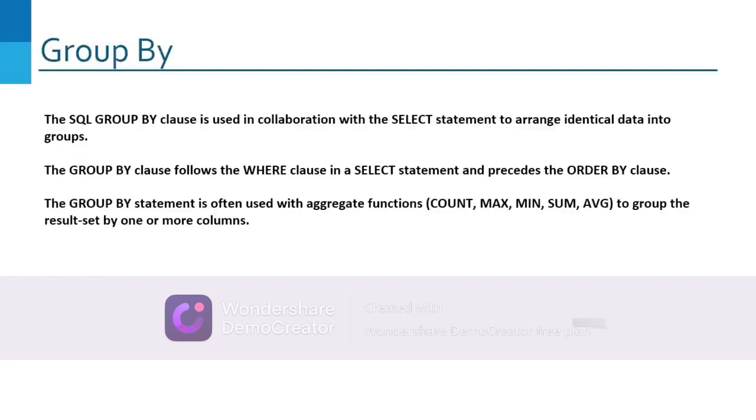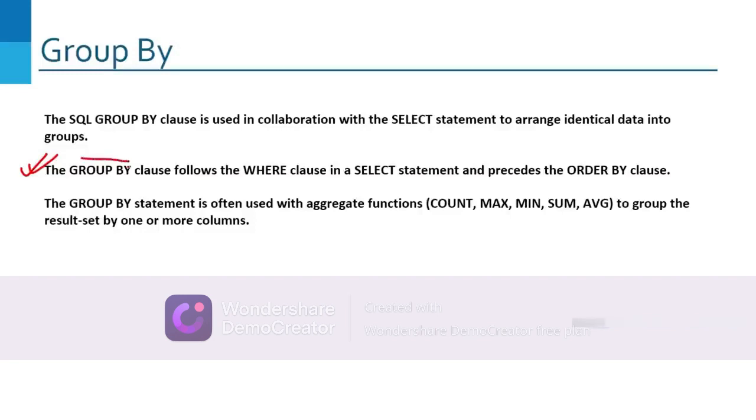Similarly, if you look at this particular statement, what we have done till now, the group by clause is used in collaboration with the select statement. We have always used the select statement whenever we have used group by, to arrange identical data, meaning unique data, into groups. The group by clause follows the where clause in a select statement and precedes the order by clause. Now this statement is really very important. We have so many clauses and all the clauses have some order to write. You can't just write order by and then the where clause, or where and then order by and then group by. You can't do that. There's a certain order in which you have to write it.